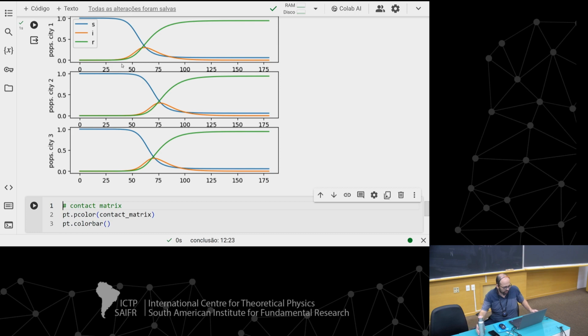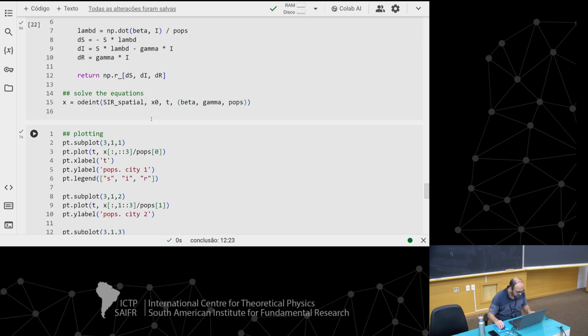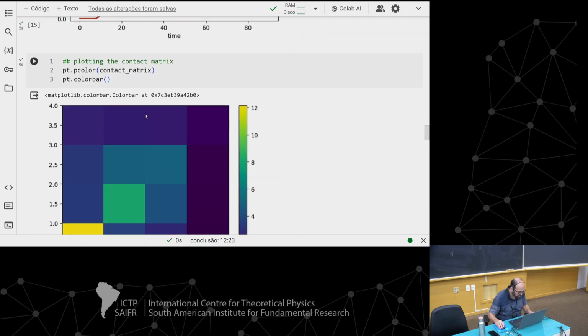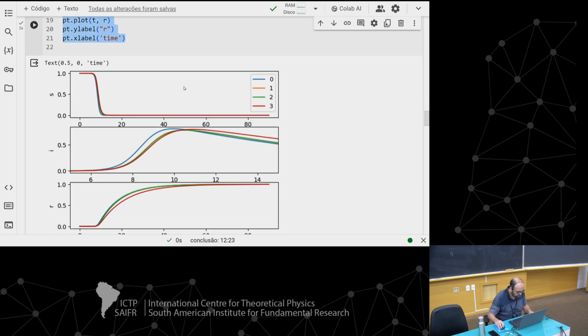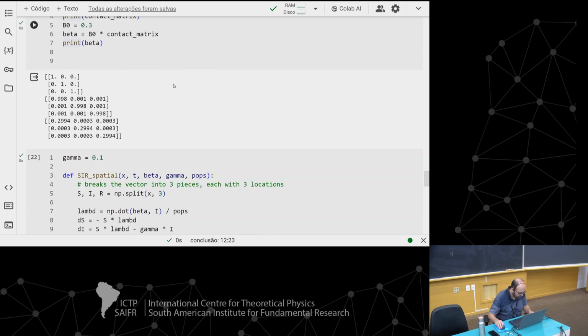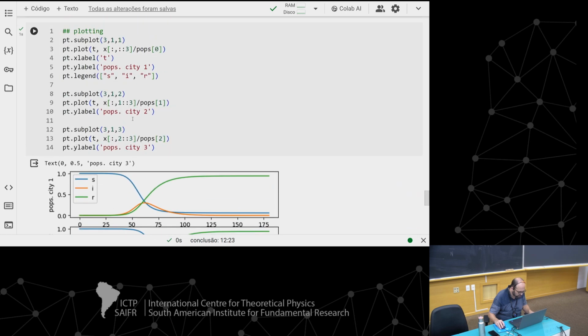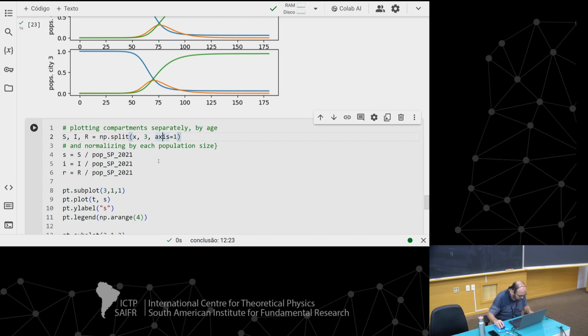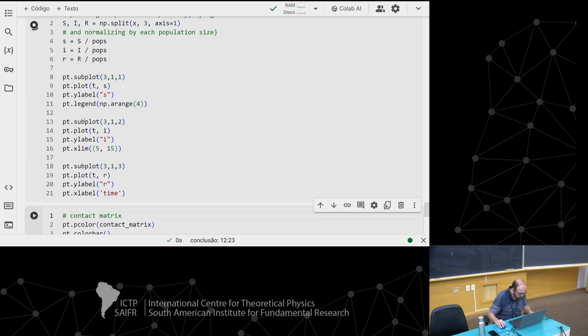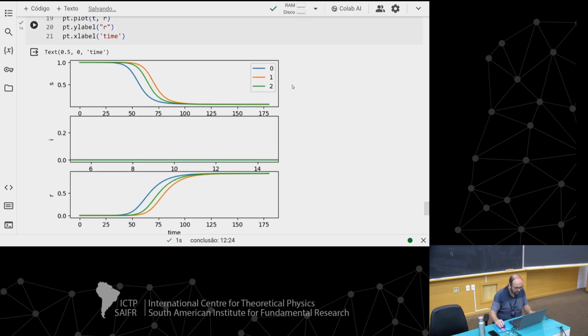So maybe let's do the other plots as well. I think it is interesting also. Let me use this plot over here. So maybe plot SIR like this. I think it also makes sense to have this plot down here. So I will split again like this, but now I divide by POPs, the population for the cities, and I guess this will work, hopefully.